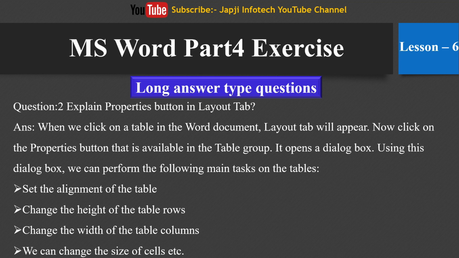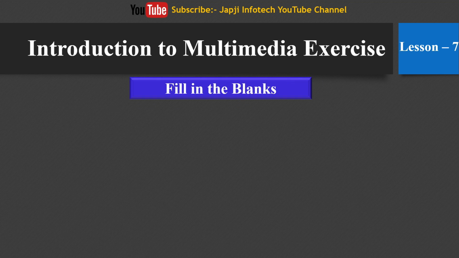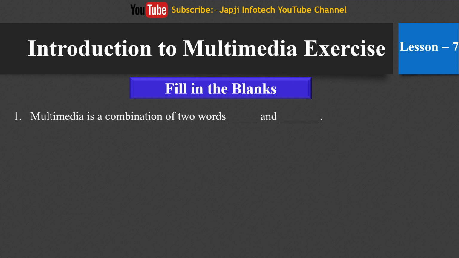Using this dialog box, we can perform the following main tasks on the table: set the alignment of the table, change the height of the table rows, change the width of the table columns, and change the size of the cell, etc. So we will now learn about fill in the blanks in lesson number 7.